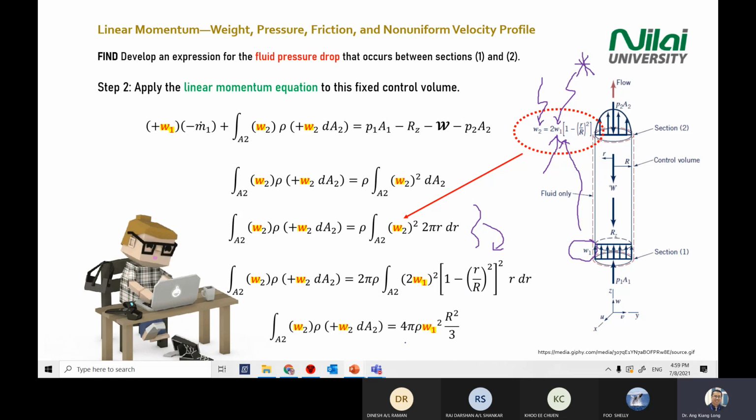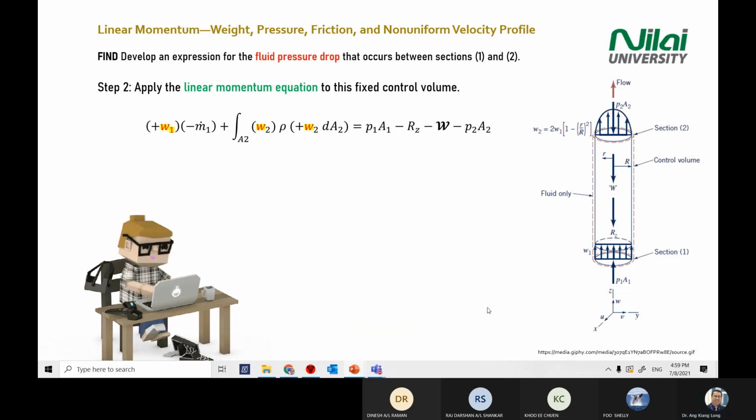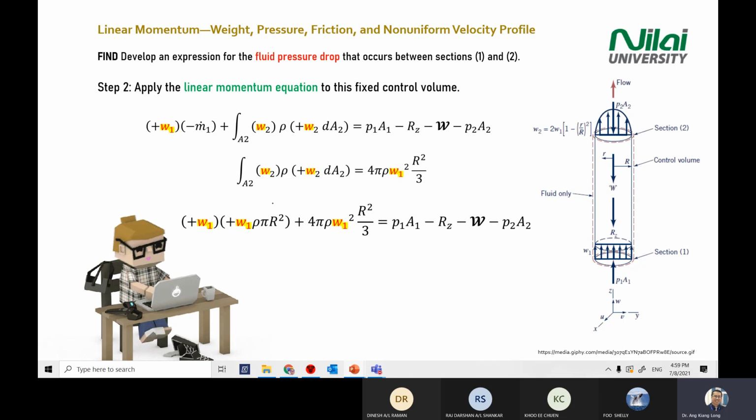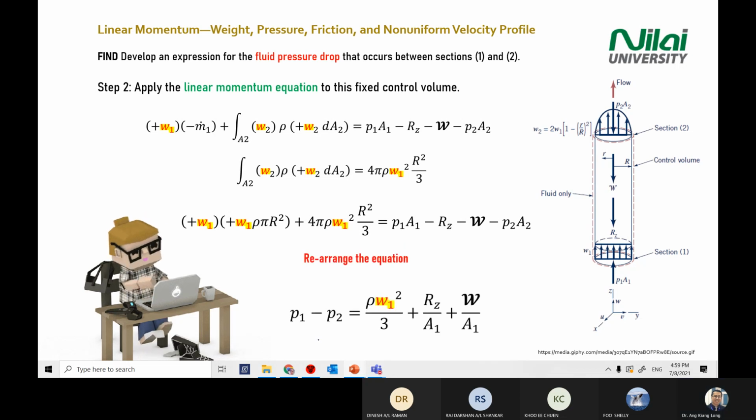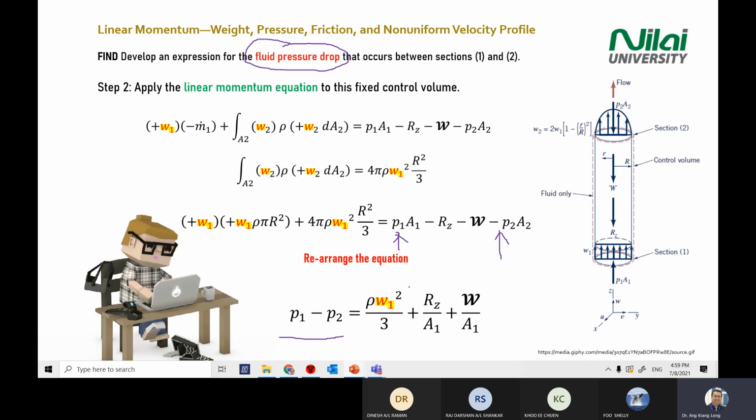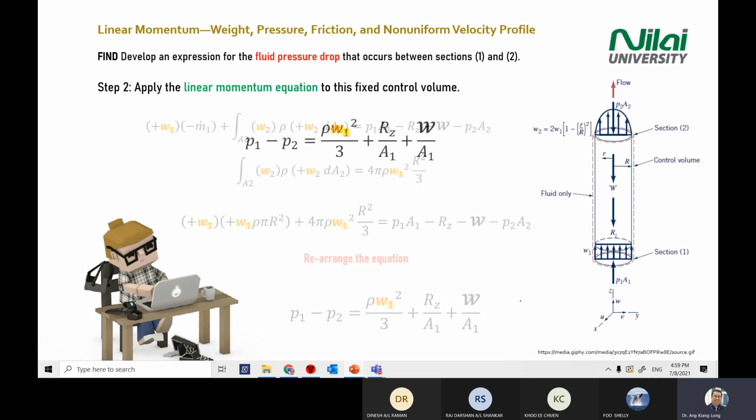Okay. So integration, you'll get for A2 this answer, 4 pi rho W1 square R square divided by 3. The rest is just mathematics, rearrange. You'll get the pressure difference because you want to find the pressure drop. Pressure drop is, you need to look for P1 minus P2. That's why at the end, you need to rearrange P1 minus P2 equal to the rest of the equation. You get this one.